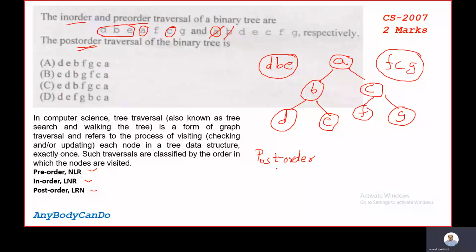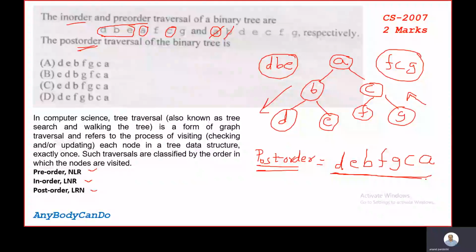What happens in post-order traversal? First we need to visit the left part, then we will visit the right part, and then the root node will come. So A's left is B, B's left is D. So in post-order traversal, first we will visit the D node, then we will visit the right of B, which is E, then we will visit the root node, which is B, then we will visit the right node, which is F, then we will visit G, then we will visit C, and then we will visit A. So this is the post-order traversal of this tree. So the correct option is D, E, B, F, G, C, A.